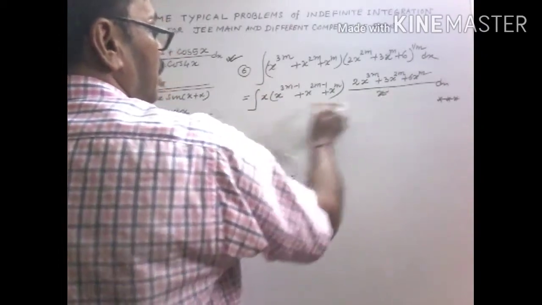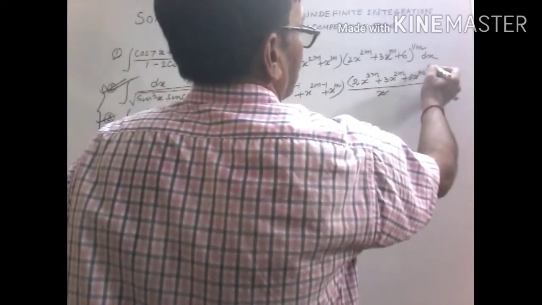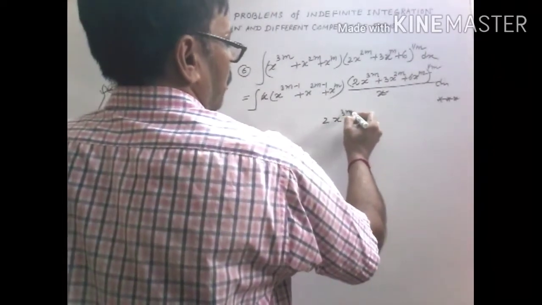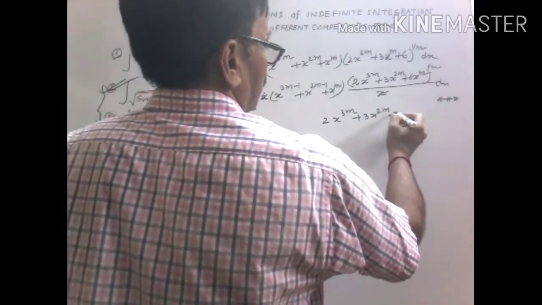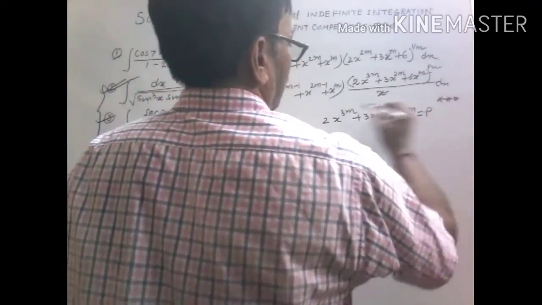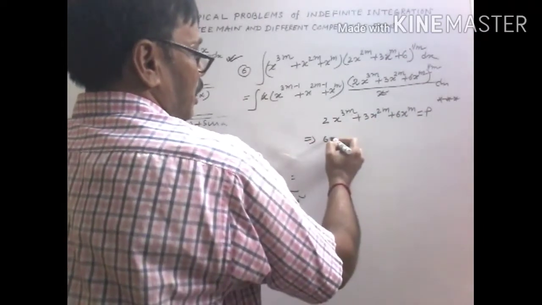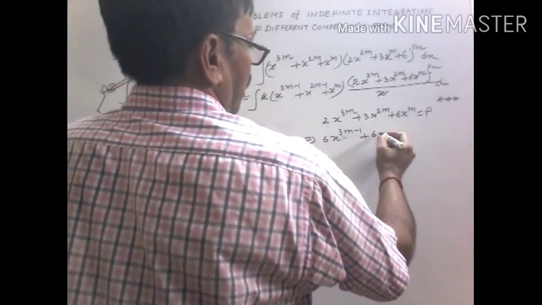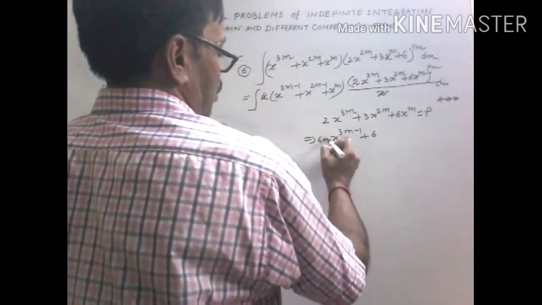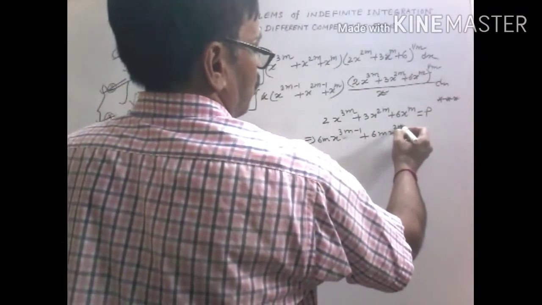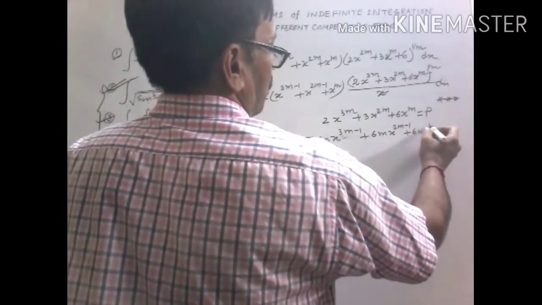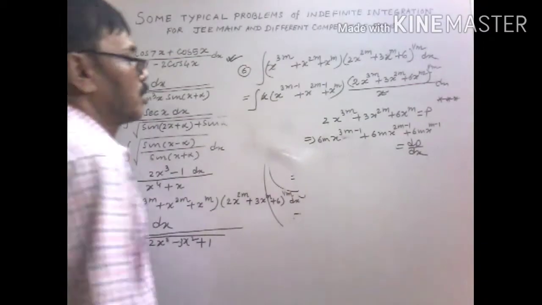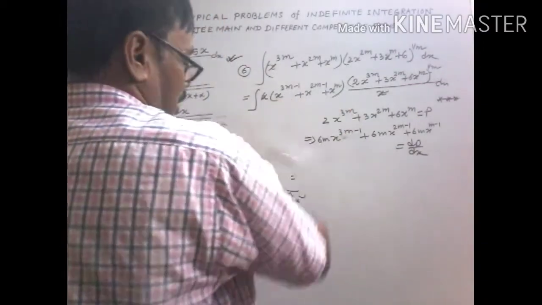Look, x cancels. What advantage are we getting? If we put this transformation, 2 into x to the power 3m, 3 into x to the power 2m plus 6 into x to the power m equals p, what are we getting? The derivative is 6x to the power 3m minus 1, 6m into x to the power 2m minus 1, 6m into x to the power m minus 1 equals dp by dx. So this is our main aim. Look, we are getting this one.